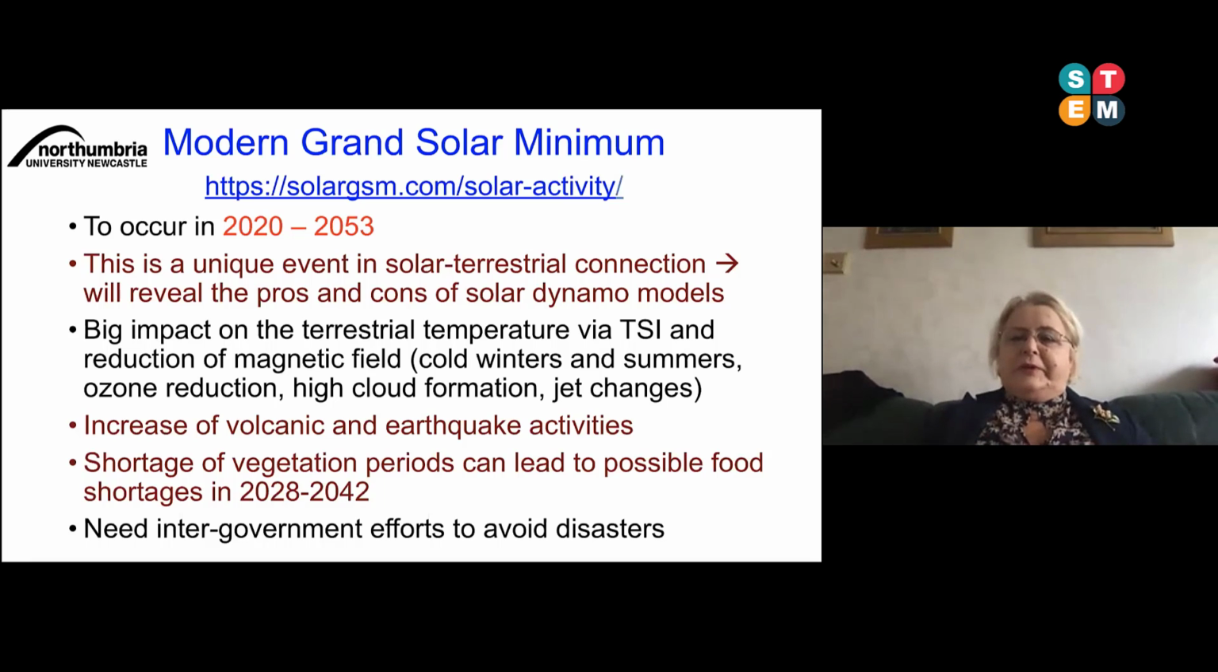The temperature drops, with cold winters and summers, and this will basically lead to a reduction of vegetation periods. So a cold winter is fine, but if winter expands into the spring and comes into the summer, it means that our vegetables and fruits cannot grow or will not have enough period for vegetation, and therefore there will be a problem with food and supplies. So for the next 30 years, we need intergovernmental efforts to avoid disasters.